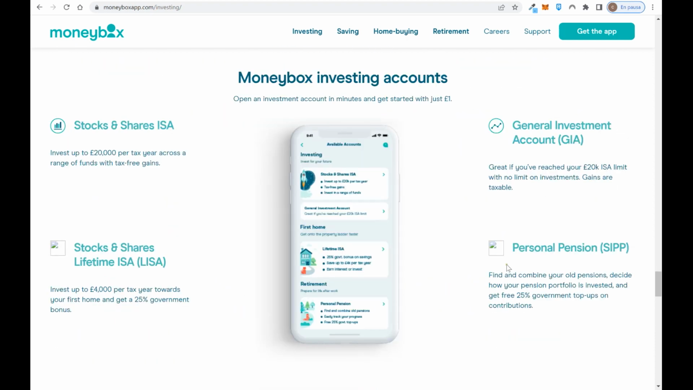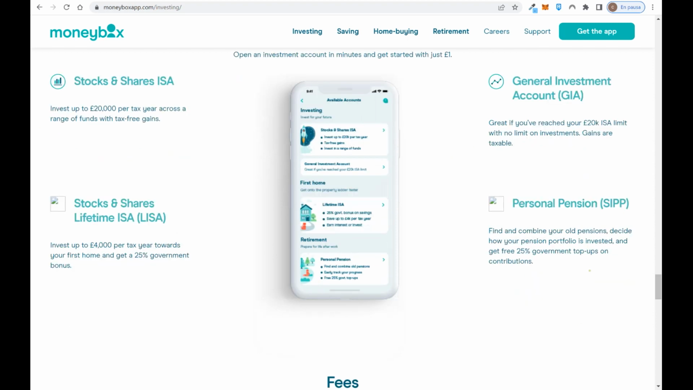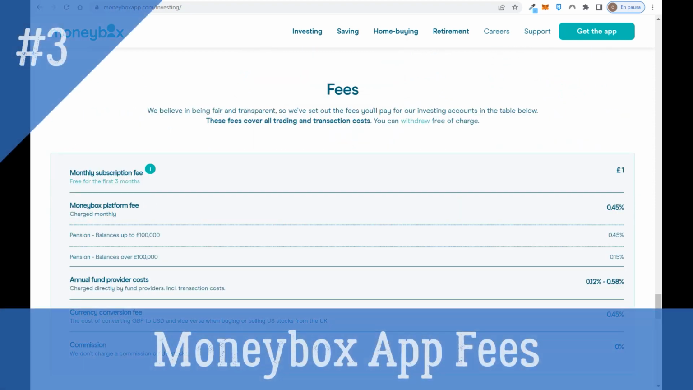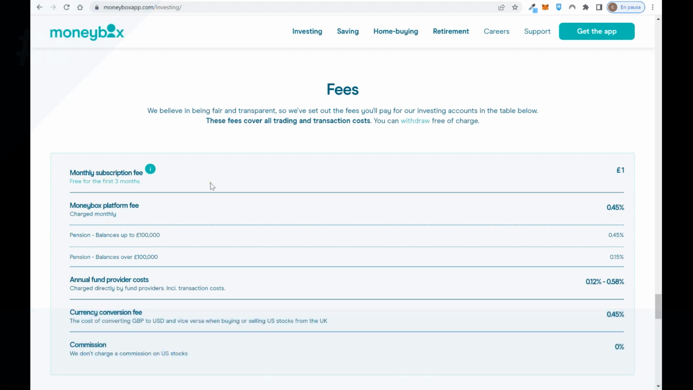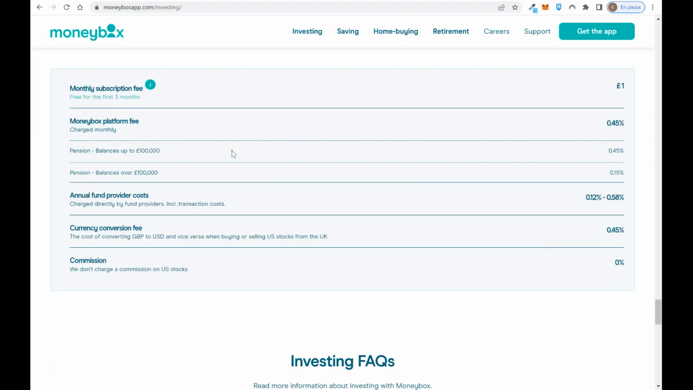There are different types of accounts: the stock and shares ISA account, the stock and shares lifetime ISA account, the general investment account, or the personal pension account. Which are the fees? Well, you have to pay just £1 to subscribe monthly. You have it free for the first 3 months, and you are going to pay 0.45% as a platform fee for the money that you have deposited on that account, and also the annual fee that the fund providers charge is going to go from 0.12 to 0.58%.